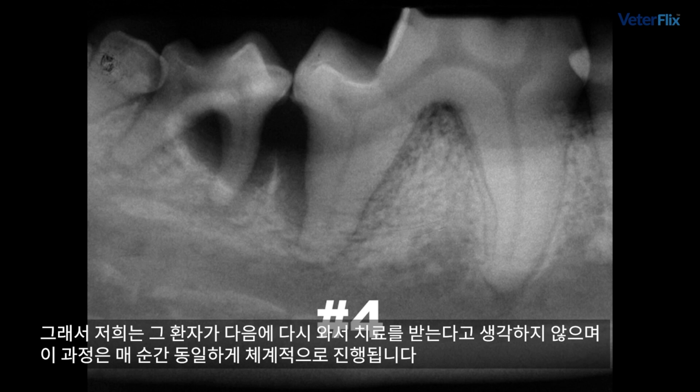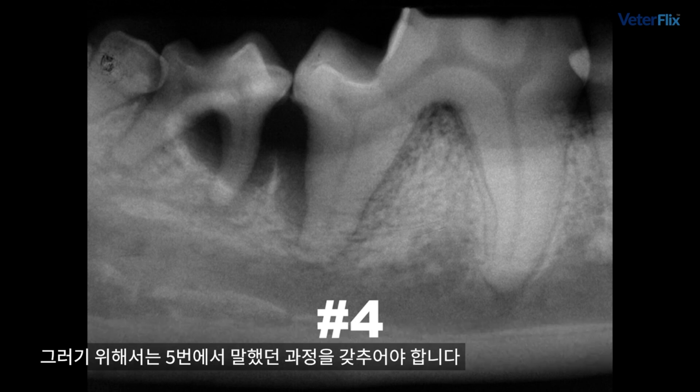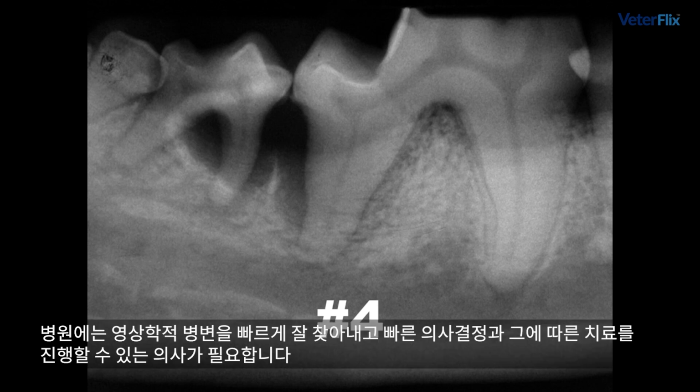So we want to get to that point so that we're not forced to feel that we need to get that patient back at a later time. That process proceeds systematically the same way every single time, and that way we can get to the point where we're providing that service, and it's much better for the patient, much better for the client, much better for the staff as far as time goes. So in order to do that, we've got to have our process down like we talked about in number 5. We've got to have our doctor able to recognize radiographic pathology quickly, make quick decisions, and then be able to proceed with the treatment accordingly.